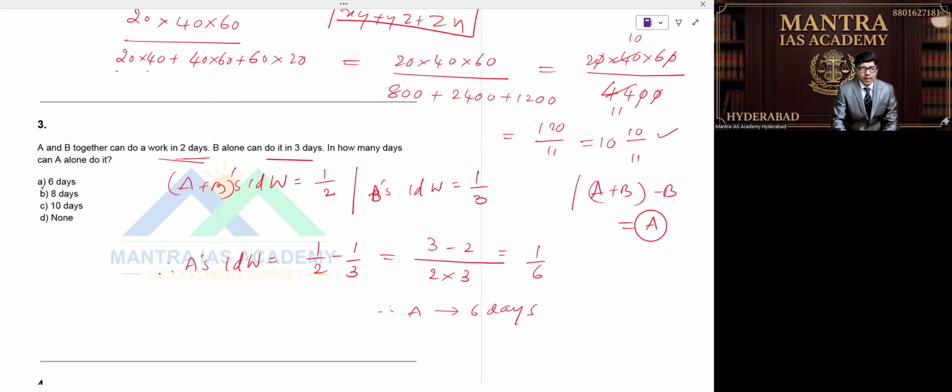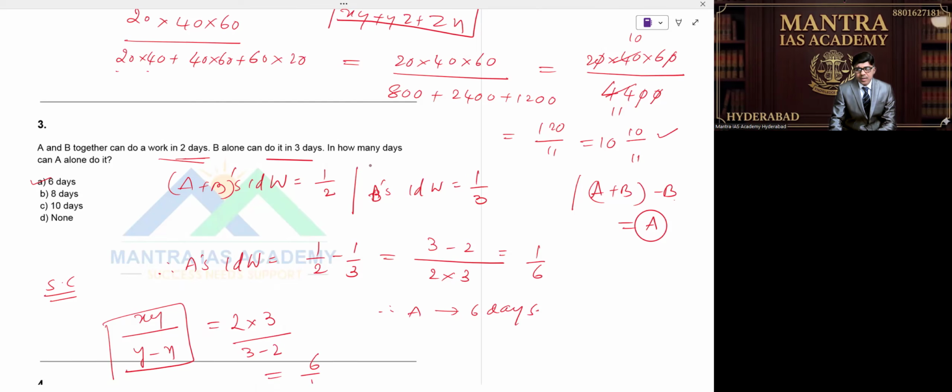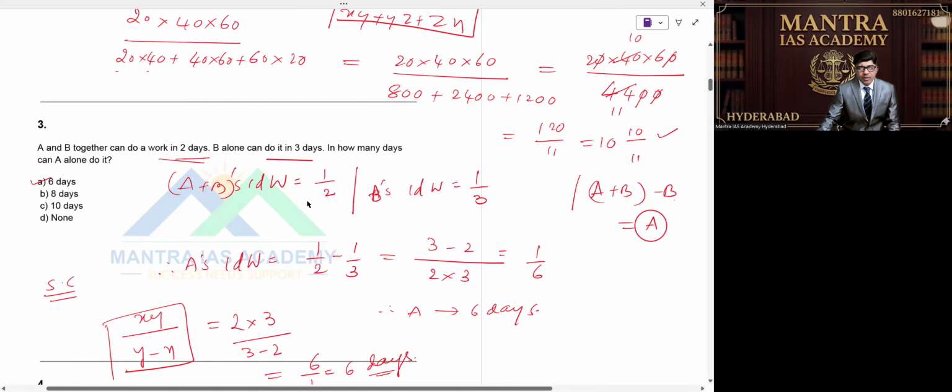That option is A. And whenever you have this type of thing together, we have a beautiful shortcut for this also. That is xy by y minus x. Imagine the total is 2 days, that is x, and the individual B is 3 days, that is the value of y we have to consider. Now, 3 minus 2, beta. That 6 by 1 stands for exactly 6 days. A beautiful shortcut, of course, we have here. Just observe the question and try all these things. By that, you can become master of the concerned subject.